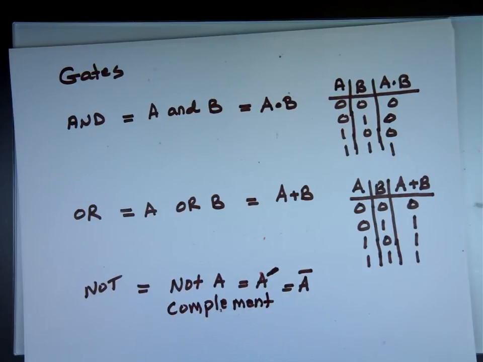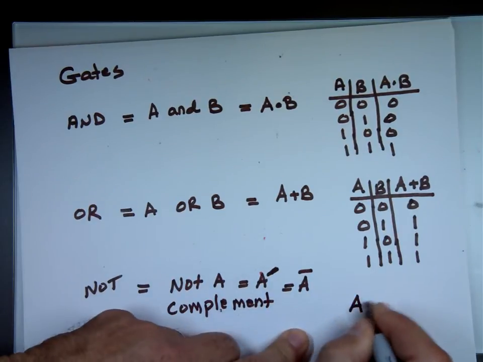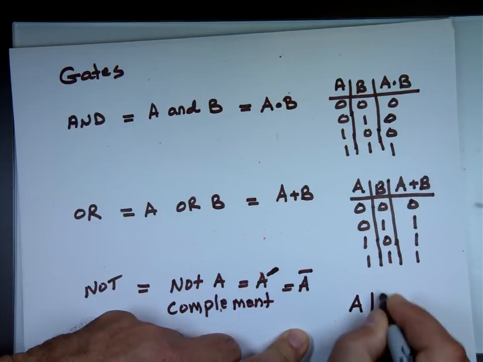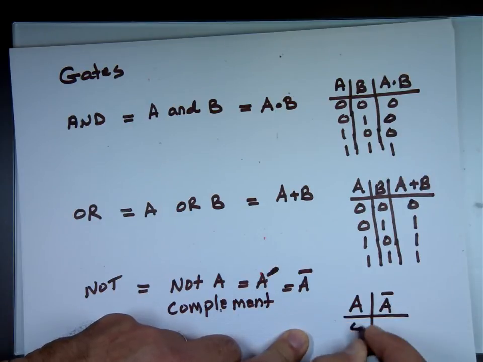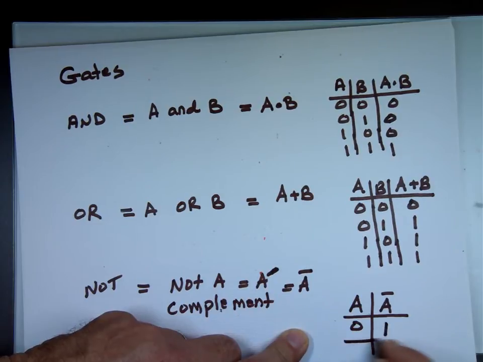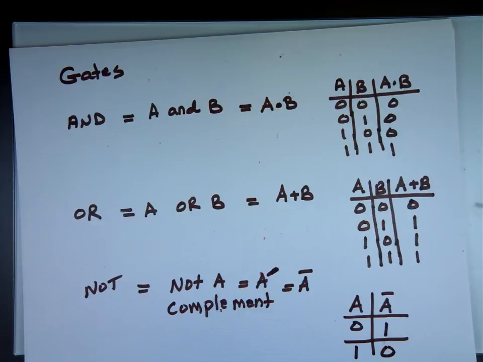So when you have the truth table for that, if this is A, this is the complement of A. When A is 0, what's the complement of 0? What's the opposite of 0? 1. When A is 1, what's the complement of that? 0. So these are the truth tables for AND, OR, and NOT gate. I'll give you a chance to write them down.